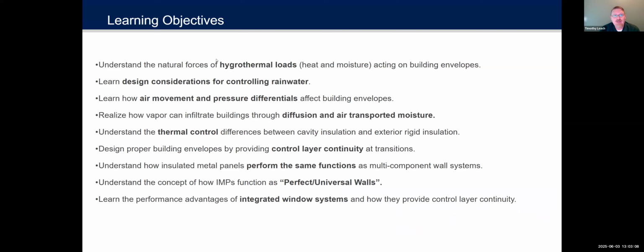We'll understand the natural forces of hygrothermal loads, heat and moisture, acting on building envelopes, and how to design walls to deal with that. We're going to learn some design considerations for rainwater, for air movement, for pressure differentials, and for vapor control. Then we'll look at how an insulated panel performs those functions as a single component and can be a perfect universal wall. And then we'll talk a little bit about integrating things like windows into that system.